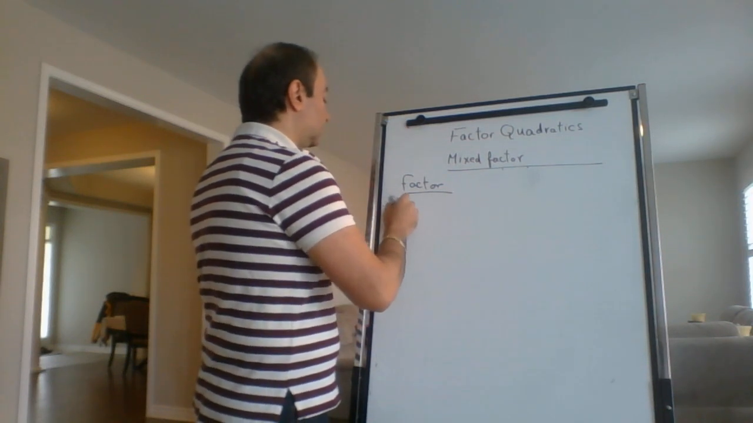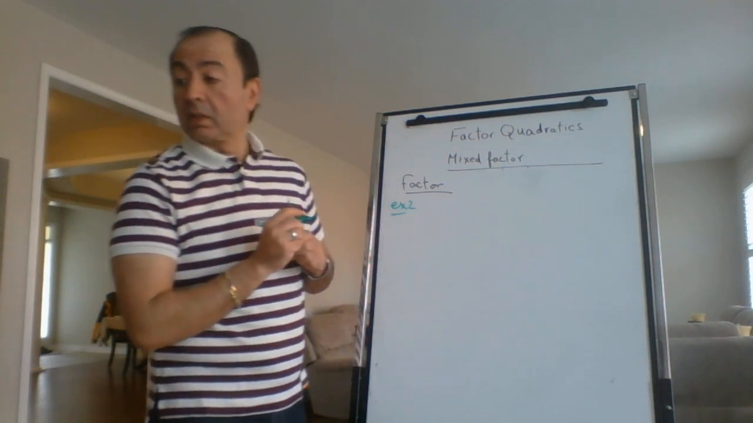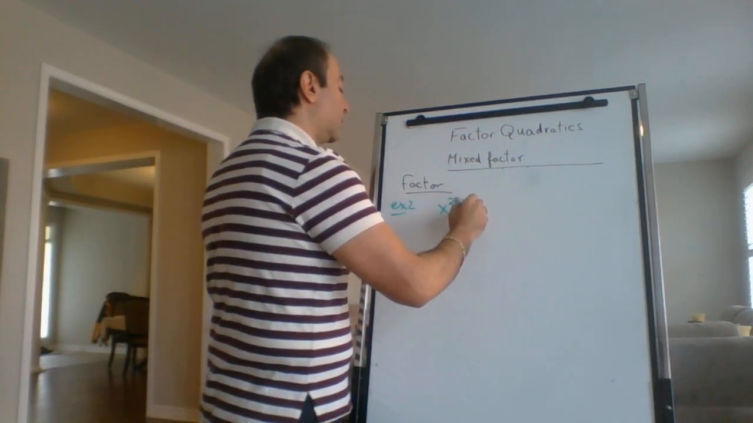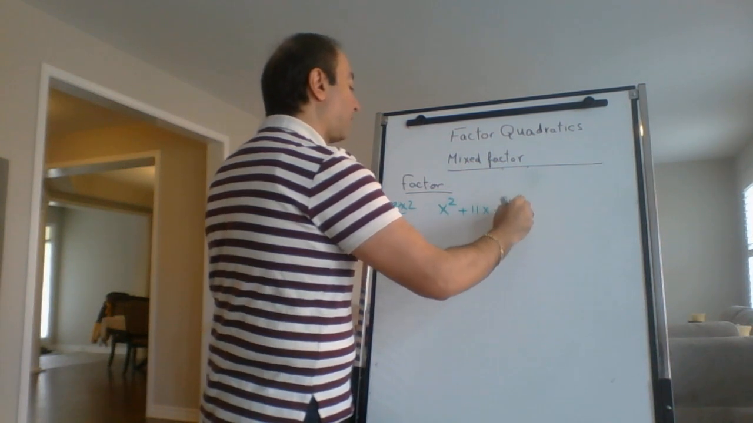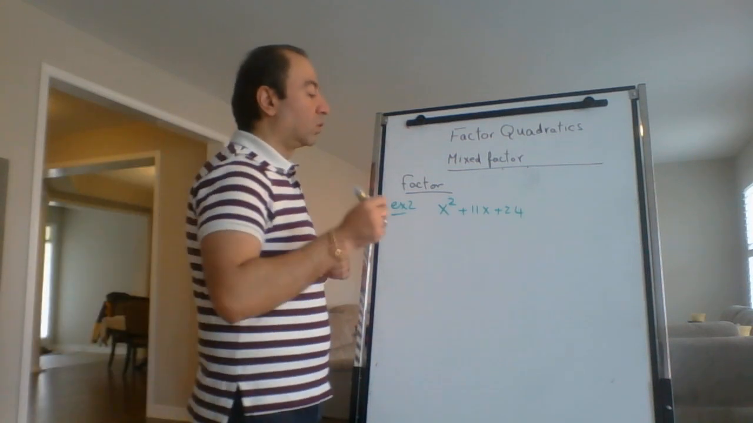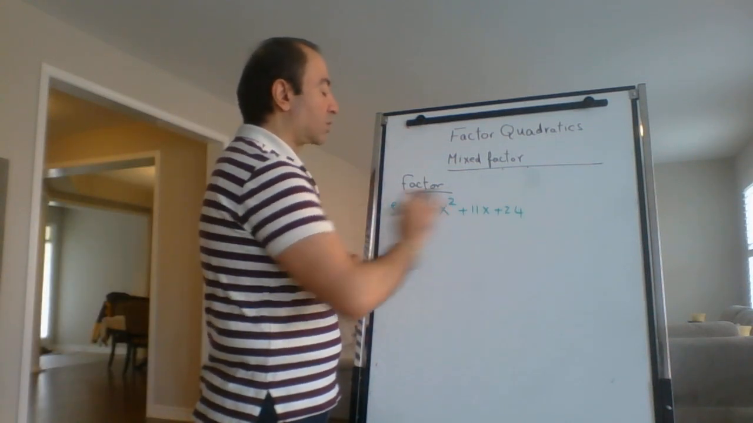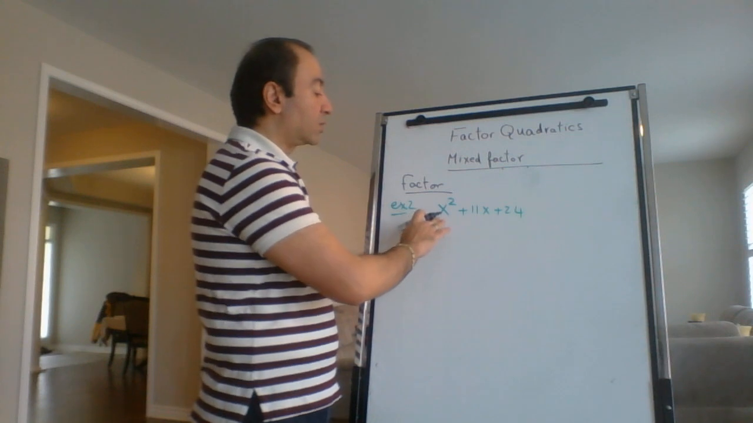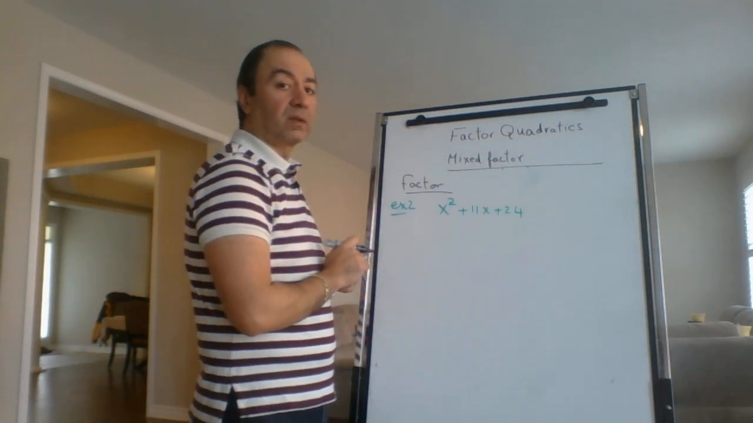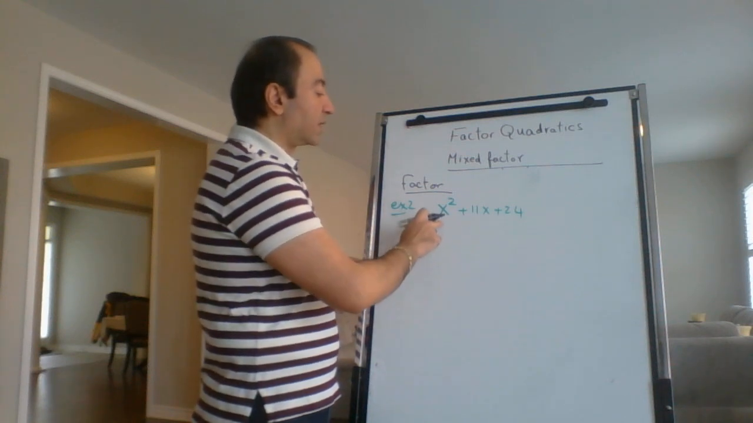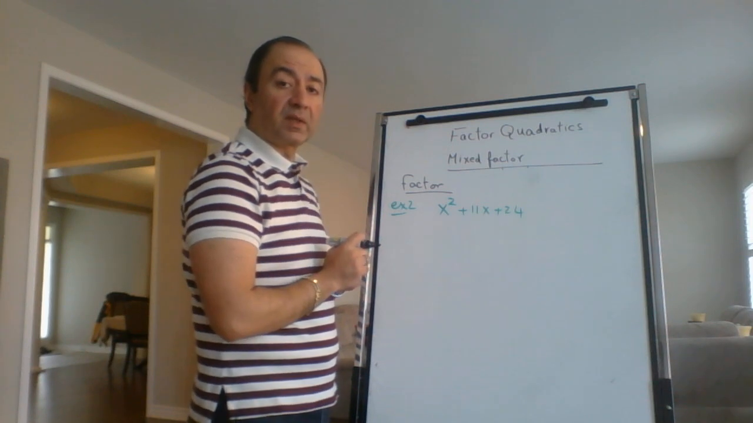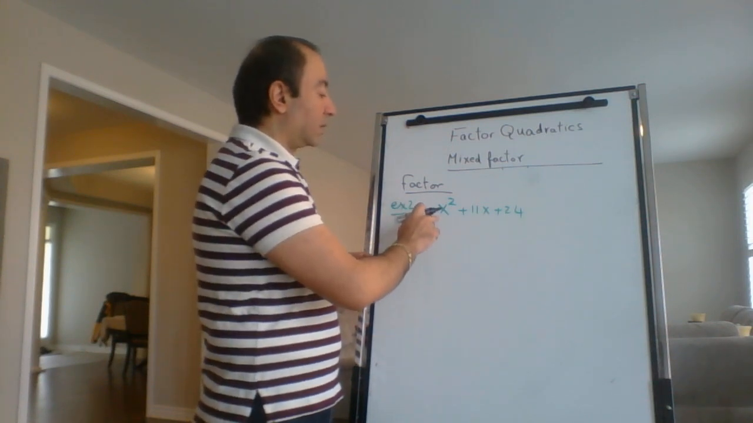Example 2. Factor x squared plus 11x plus 24. Alright. First step, always look for common factors. Nothing is common. Okay, now is this two terms or three terms? This is three terms, so the right side of the chart. Is this a perfect square? A is a perfect square, but C is not, so it is not a perfect square.